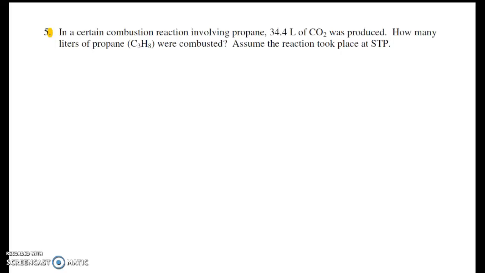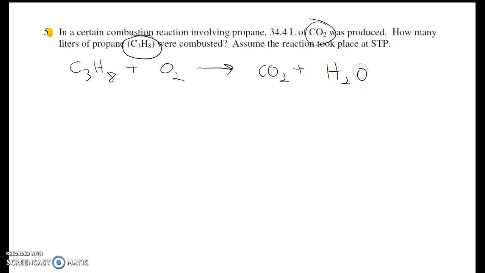To solve number 5, we're looking at a combustion reaction involving propane, which is this, and it's producing carbon dioxide and water. So the balanced reaction is as follows. Propane plus O2 will produce CO2 plus H2O. Now to balance that, to save you the details, a 3, a 4, and a 5 will do that.